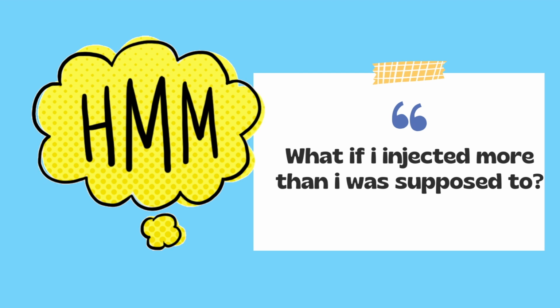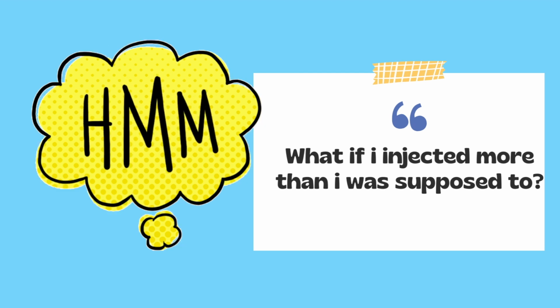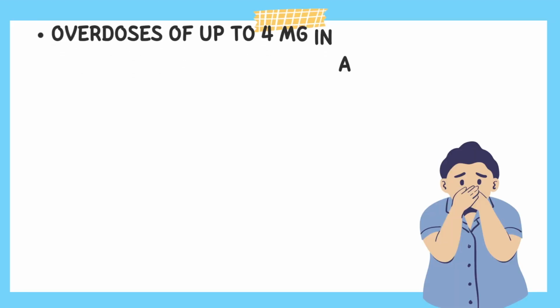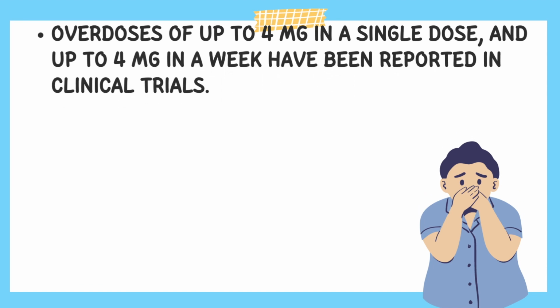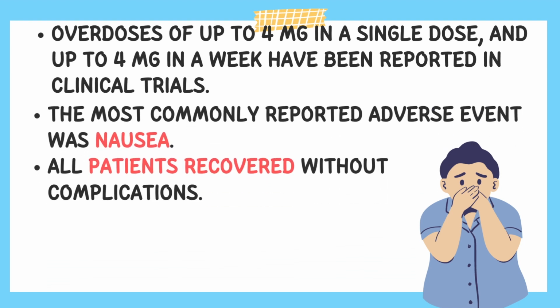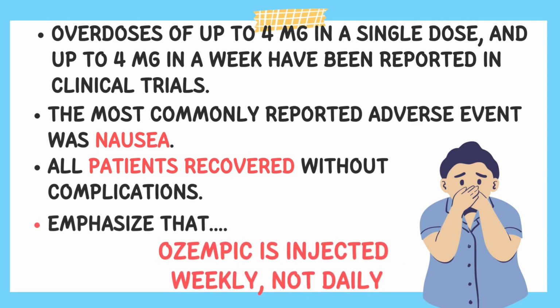This brings us to another question. What do I do if I injected more than I was supposed to? Well, in the clinical trials, it showed that overdoses of up to 4 milligrams in a single dose and up to 4 milligrams in a week have been reported. The most commonly reported adverse side effect was nausea. Again, all patients recovered without complications. So the main thing is that it's very important to emphasize that Ozempic is injected weekly and not daily.